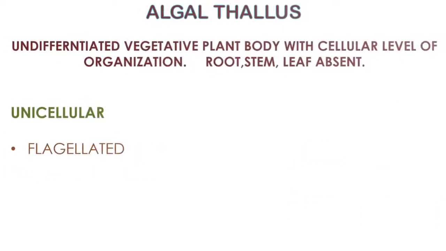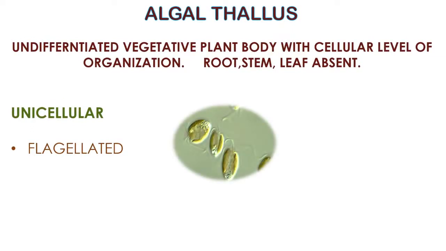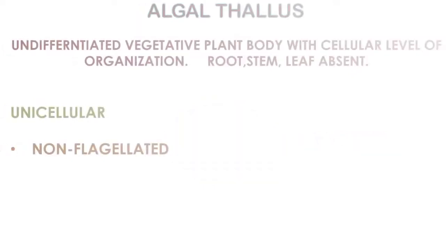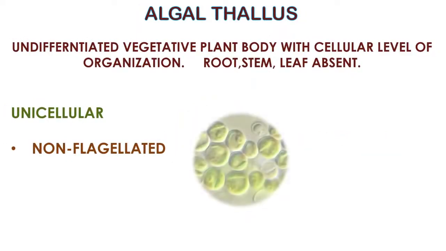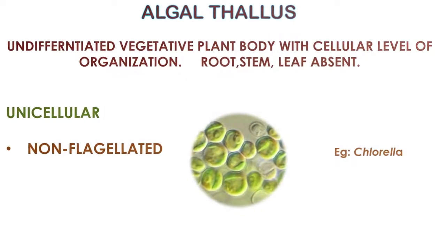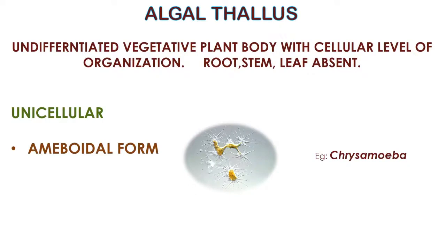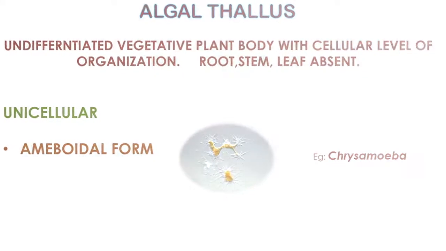If a unicellular form has flagella on it, then it is called flagellate and it is motile. An example is Chlamydomonas. If the unicellular forms do not have flagella and move according to the water currents, they are called unicellular non-flagellated forms. Chlorella is an example of that. If the algae move by protoplasmic extensions, they are called amoeboid forms. Chrysamoeba is an example of that.